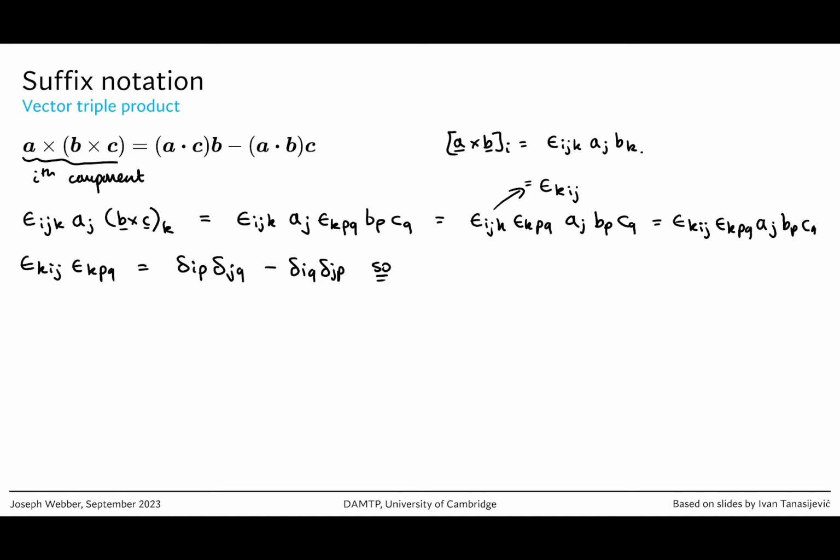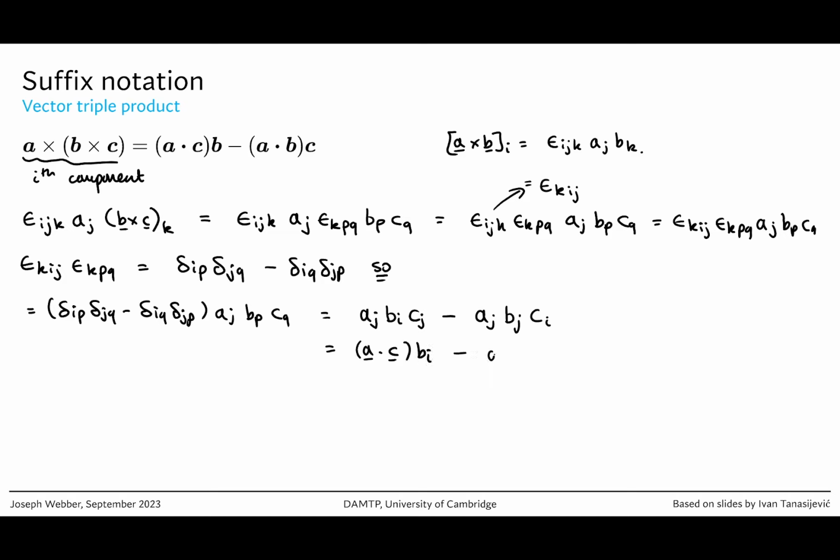So this whole expression is equal to delta ip, delta jq, minus delta iq, delta jp, times aj, bp, cq. So in this first term, all of the p's we replace with i's, all of the q's we replace with j's. So we have aj, bi, cj, minus, all of the q's we replace with i's, all of the p's we replace with j's, aj, bj, ci. So this is equal to a dot c bi minus a dot b ci. Okay, our free index is the same on both sides. We're taking the ith component and our free index is i, so we can then just get the result we wanted.